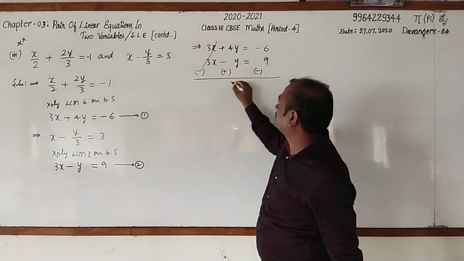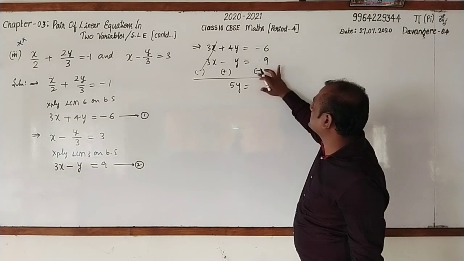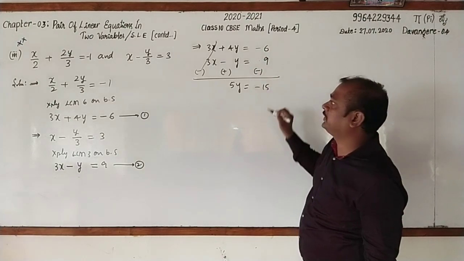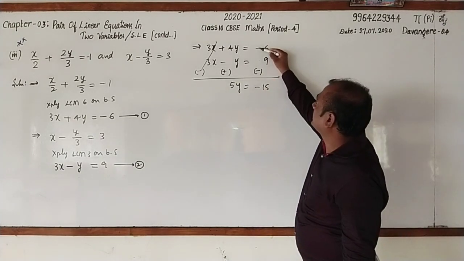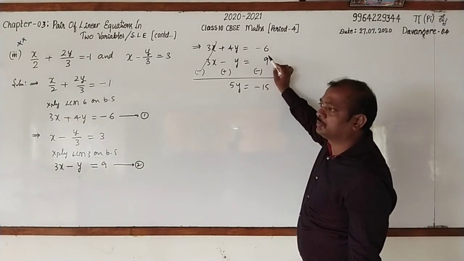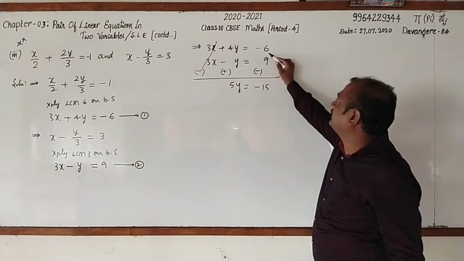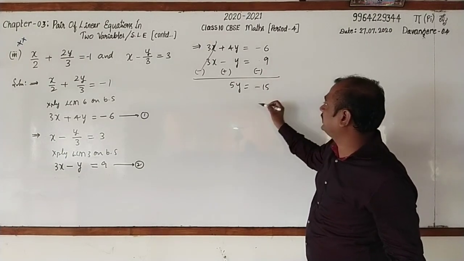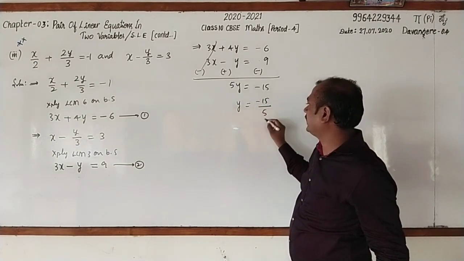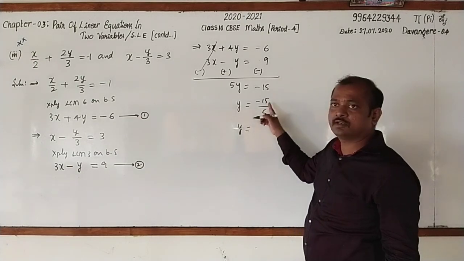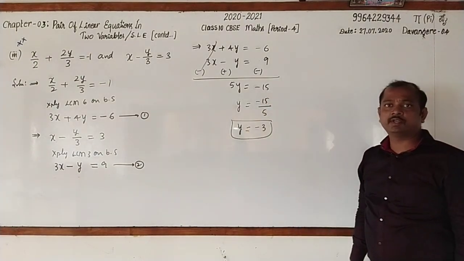4y plus 1y, 5y. Here minus 6 minus 9, minus 15. Should not multiply minus into minus as plus 1. Here minus 6 minus 9, both are having the same sign. So 9 and 6 is 15, with minus. y is equal to minus 15 by 5. y is equal to, cancel, 5 ones are 5, 5 3s are 15. Hope that you have understood.